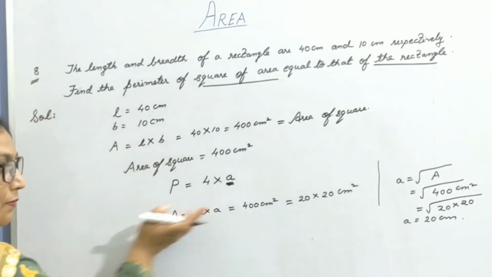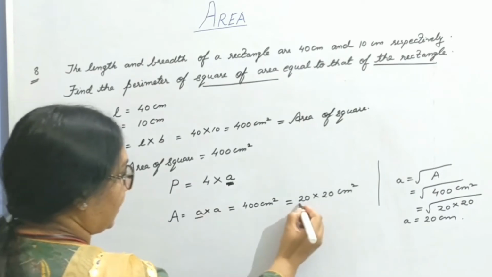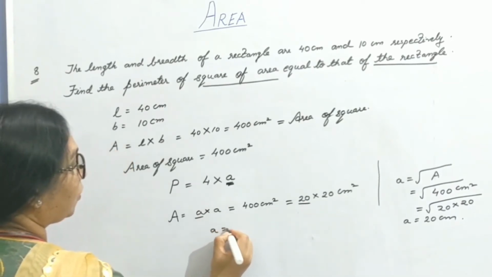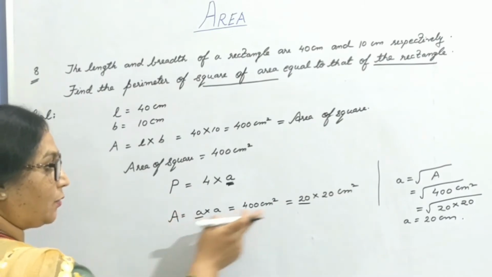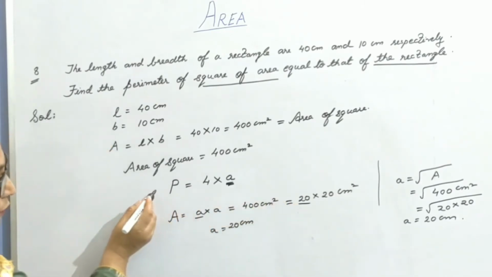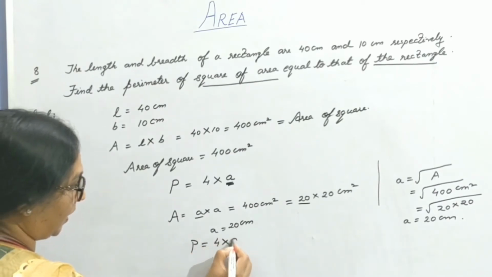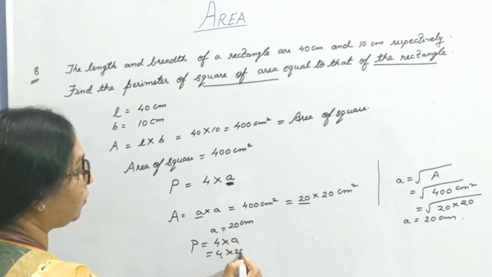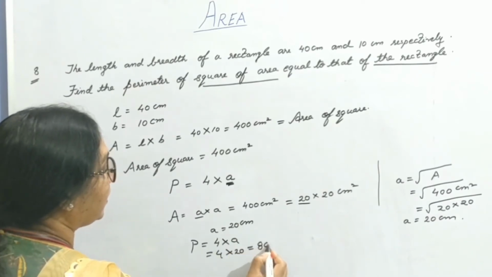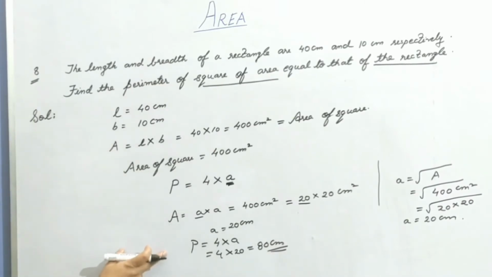In terms of square root, I have written here children. You may solve like this too. Now let's compare and get the side. Each side is 20 centimeter. From here we obtain each side of the square as 20 centimeter. Now let's apply the formula of perimeter. Perimeter of a square is 4 times A. 4 times A means 4 into 20, so that is 80 centimeter. Hence the perimeter of the square is 80 centimeter.